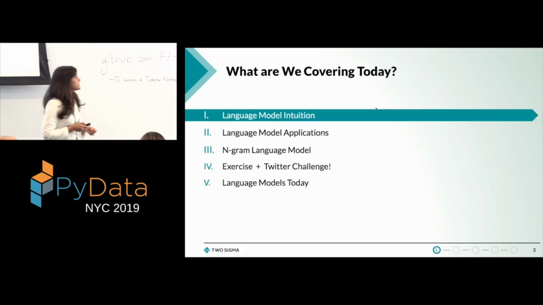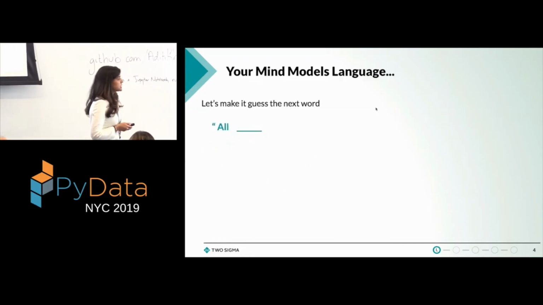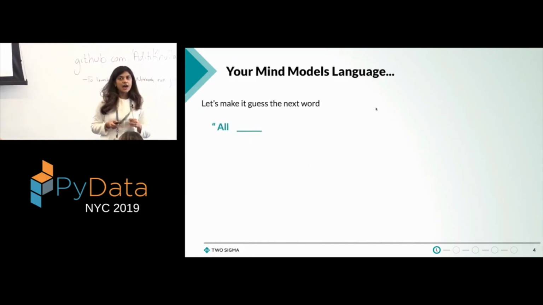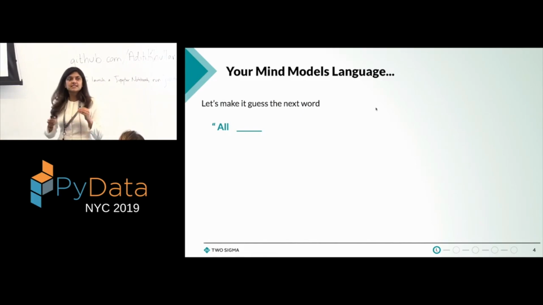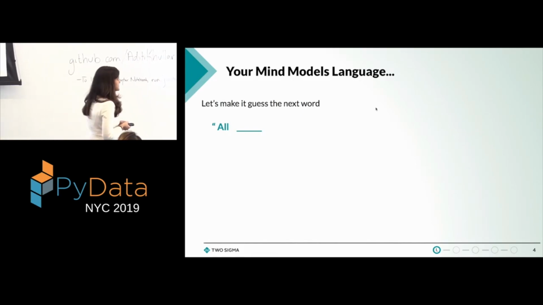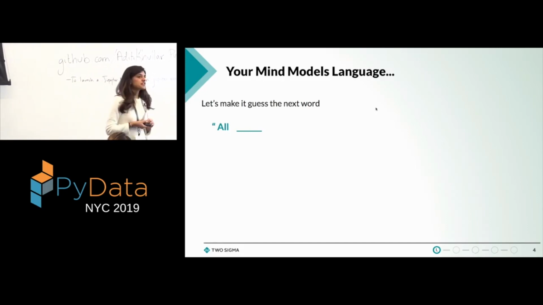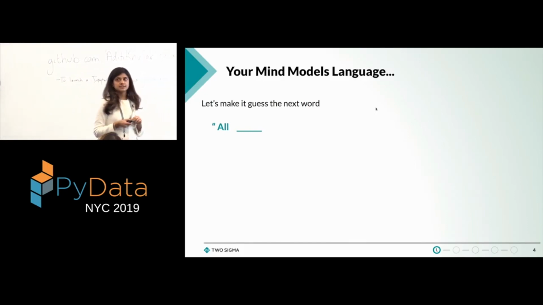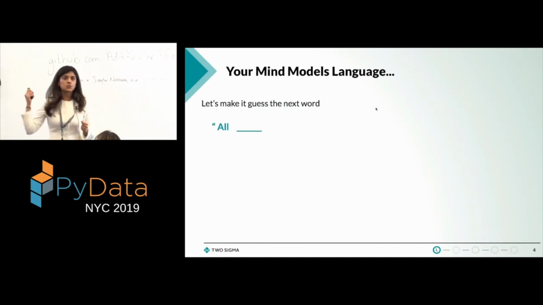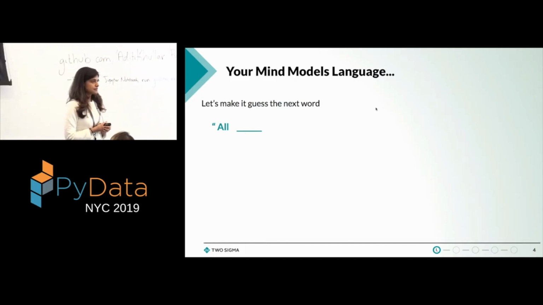So, driving with the language model intuition, I want us to understand that it is something that our mind does very implicitly, very effortlessly. To understand that part, I want you to play along with me for a little bit. Let's make our mind guess what the next word here would be. Are there any candidates? Rise. Right. Rise. All rise. All aboard.